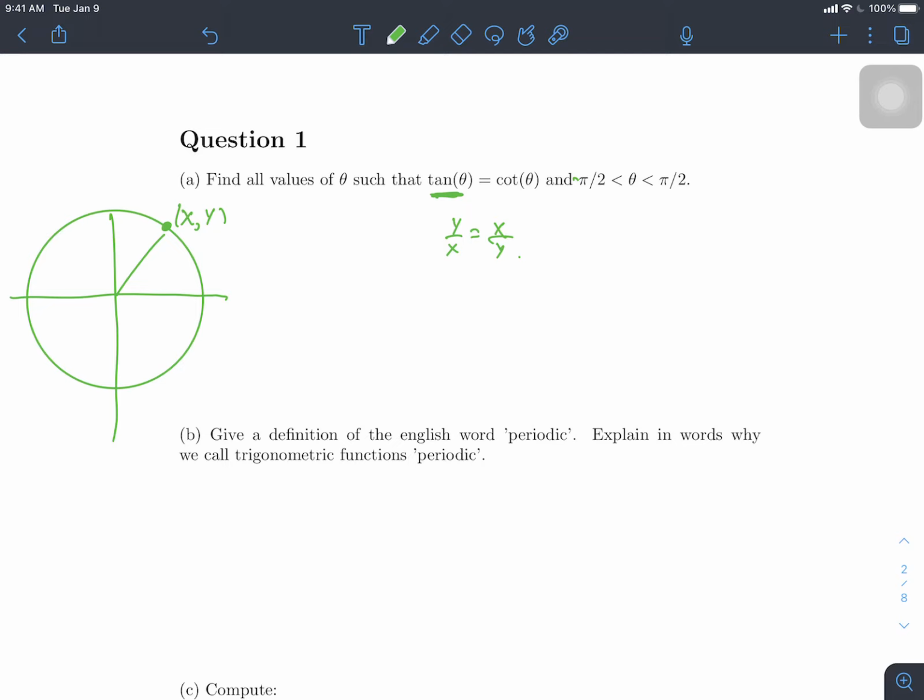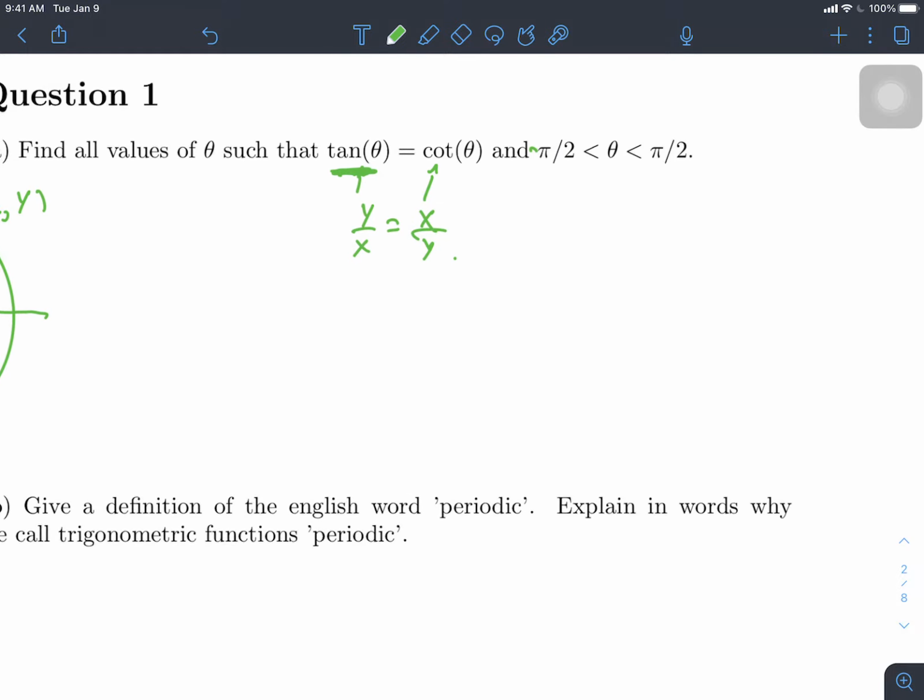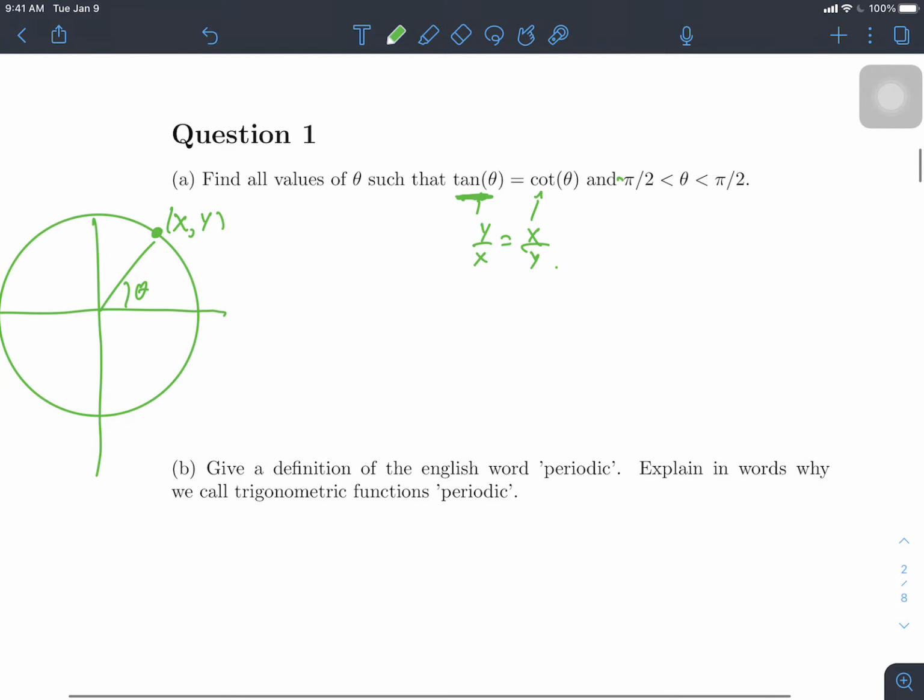Okay, so this was just how we define these two functions. If we have an angle theta and we put it inside of our unit circle, then tangent of theta was described to be the ratio between the height, the y value, and the x value, and cotangent is the opposite of that. So we want this equation to be true for the point on the unit circle, and we want the angle theta to be between negative pi over 2 and pi over 2. So we're going to limit our frame of reference to the right side of the unit circle.